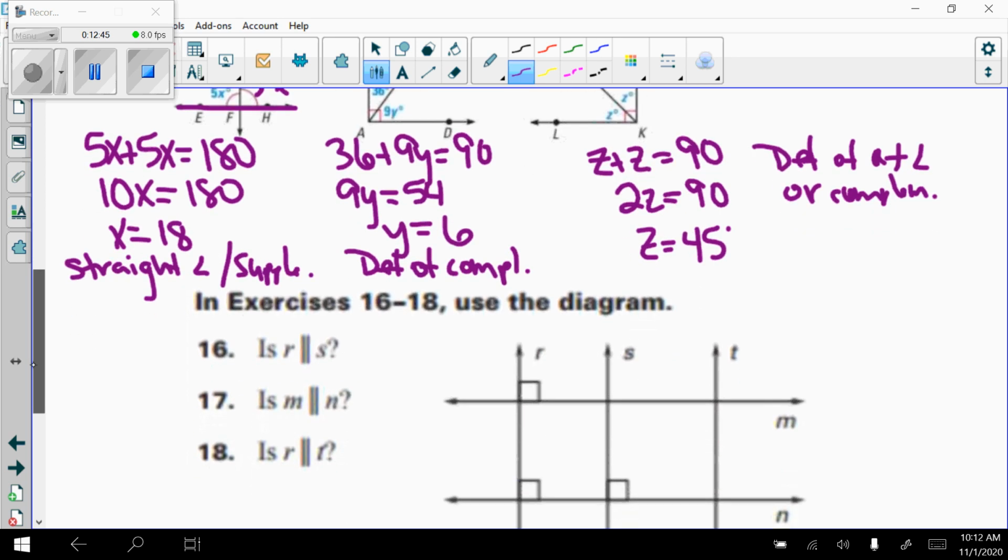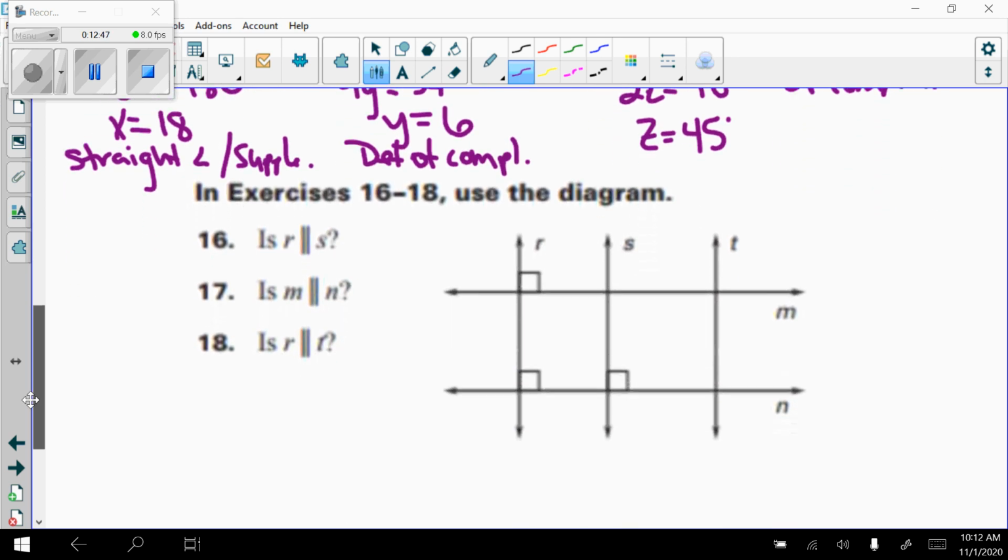Next set of examples. It says, use this diagram that they give to us. So we see that R is marked perpendicular to M. R is also marked perpendicular to N. S is marked perpendicular to N. T is not marked at all. And so 16, it says, is R parallel to S?